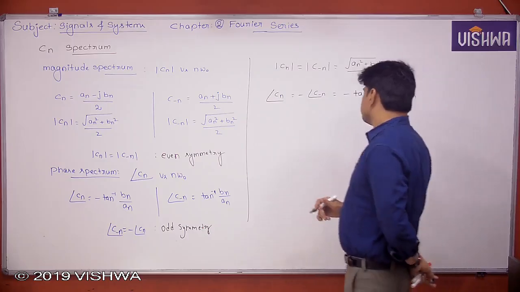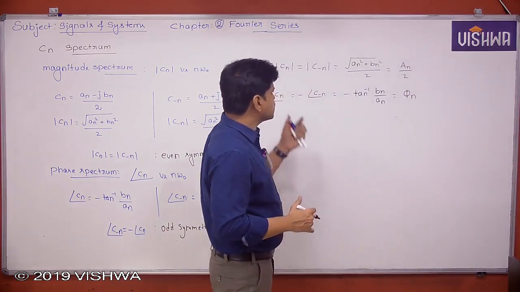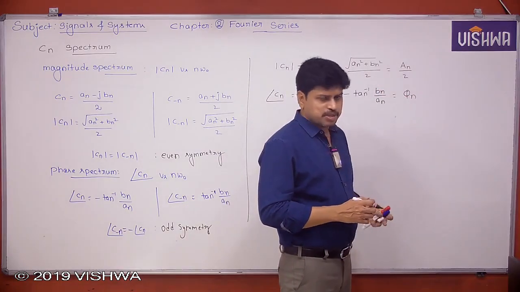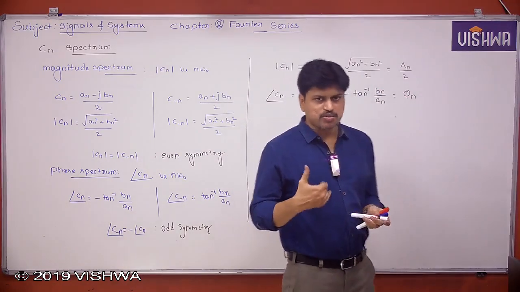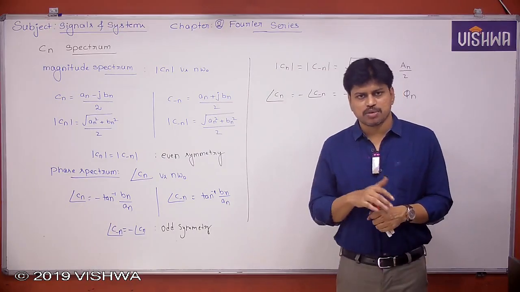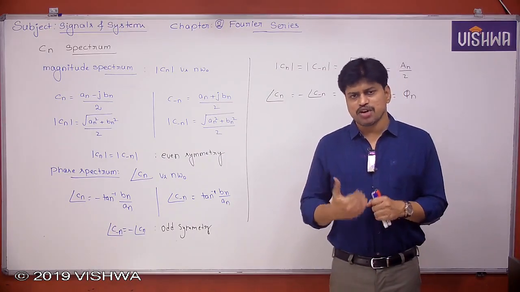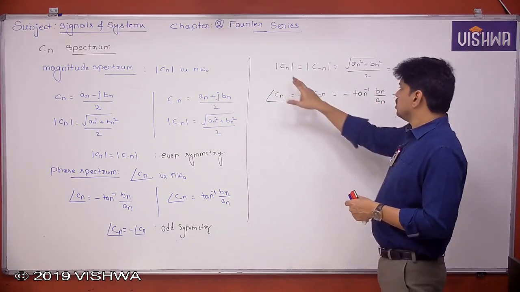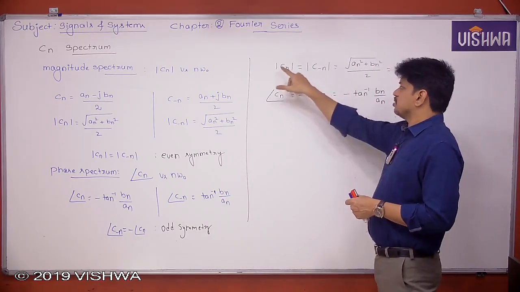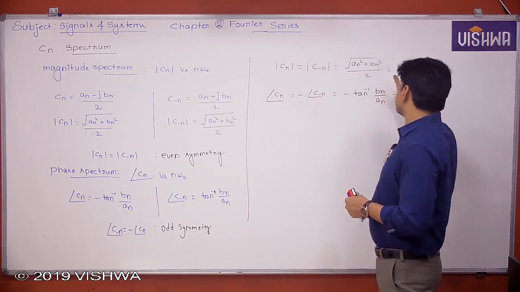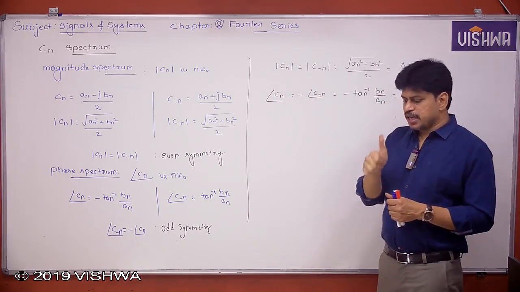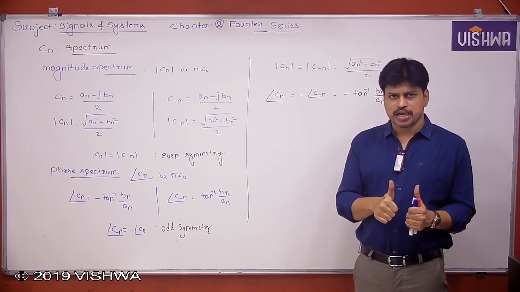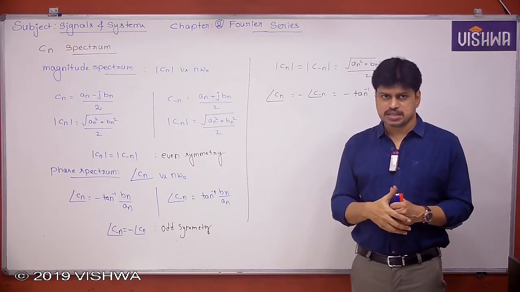So here, if I draw the Cn spectrum from the An and phi n spectrum, that means the polar form spectrum, we have already seen how to draw a polar form of Fourier series spectrum. So from that spectrum we can also draw the Cn spectrum. The only thing is that the magnitude of Cn and C minus n is the same as An by 2. That means An will be divided into two parts. One is placed at n omega naught, another one is placed at minus n omega naught.